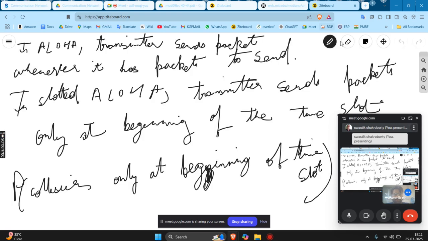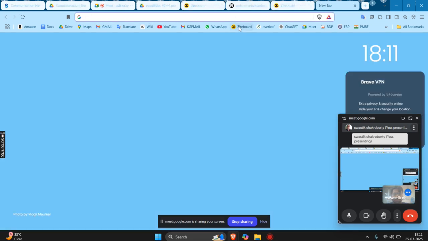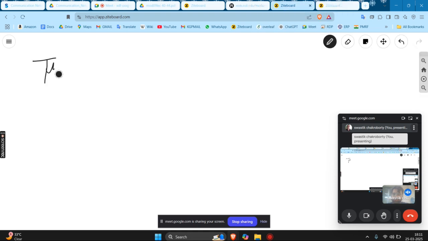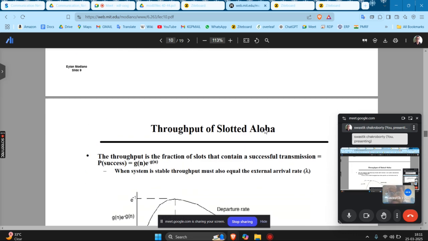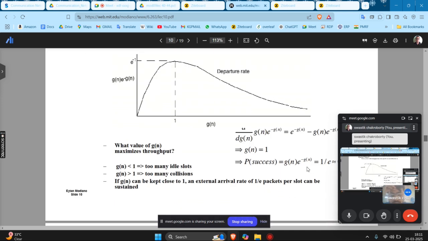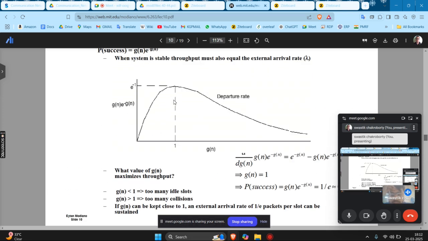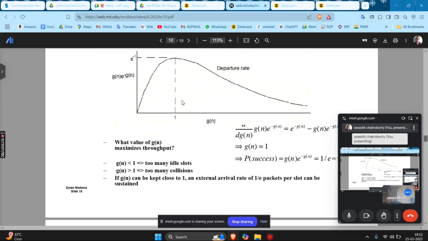The previous week we have written that throughput is equal to g to the power minus g. That is what is precisely written here. So the throughput of slotted ALOHA depends on the traffic load, as shown in this graph. We can see that at offered load equal to 1 there is a maximum throughput, and after that the throughput reduces. At offered load of 1, the maximum throughput is e to the power minus 1.